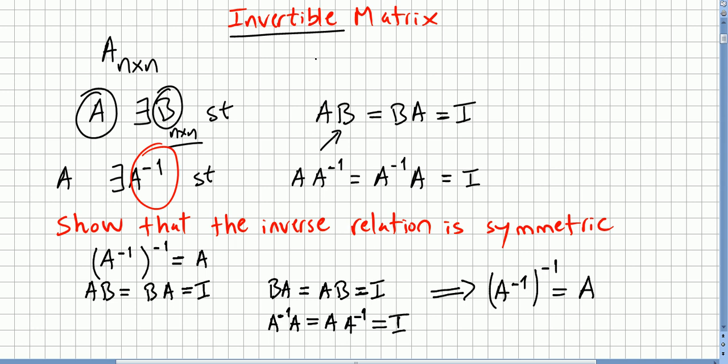So this video is a continuation of the videos around the concept of invertible matrix. In the previous video, we introduced the concept of inverse of a matrix. A matrix is the inverse of another one if A times inverse is equal to inverse times A, and that is equal to the identity.